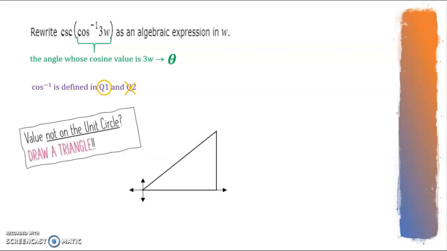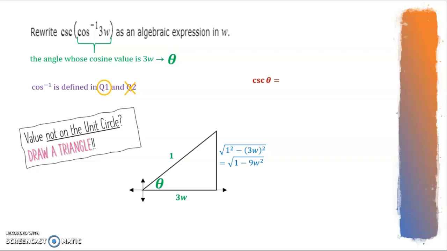Now, since this value, 3w, is not on the unit circle, I'm going to draw a triangle. I'm going to make sure it's in quadrant 1 since I know that's where this is defined, and I'm going to put my information on. I put theta in, and then cosine is adjacent over hypotenuse, so that means that adjacent must be 3w and hypotenuse 1. Next, I'll use the Pythagorean theorem to find my missing side.